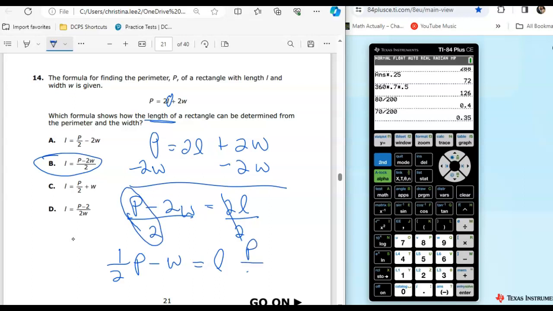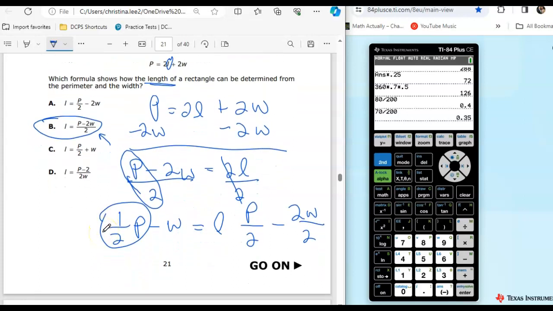We can split that up as P over 2 minus 2W over 2, again, because they have that common denominator of 2. So we can separate them into two separate terms, which would become 1/2 P minus 2W over 2, and 2 divided by 2 is 1, so 1W. Okay? And so you see that we have the answer here, but if you didn't, you can manipulate the equation further.